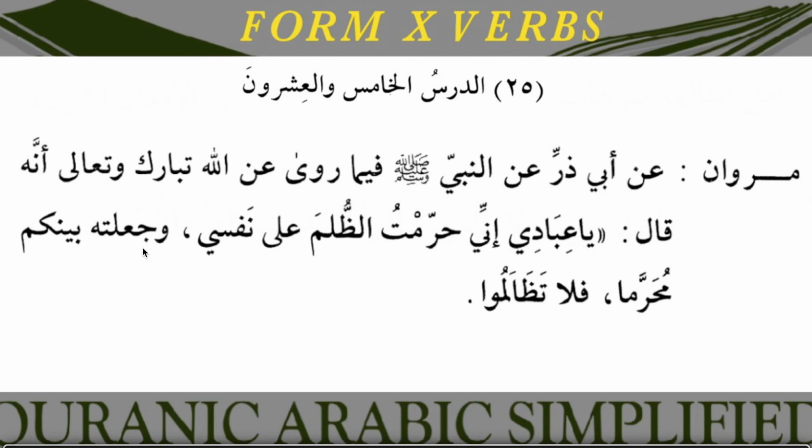وَجَعَلْتُهُ. So I have made it. So what is it here? Az-zulma. بَيْنَكُمْ, between you. Muharraman. So I have made it forbidden between you. We can say, but to give more emphasis, the order is shifted. So you get bainakum. I've made it between you a prohibition. It's prohibited to do injustice among ourselves.